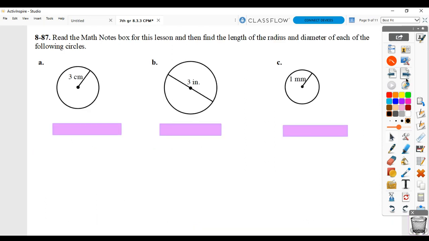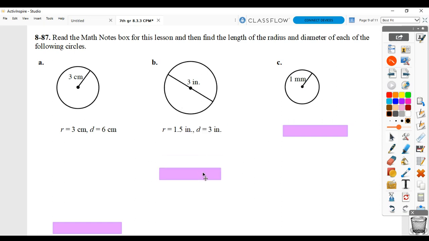For 887, they want you to find the length of the radius and diameter of these circles. Now for A, the radius is given. The diameter would be twice as long, so 6 centimeters. For B, they give you the diameter all the way across, so the radius would be 1.5 inches, half as big. And C, they give you the radius again, so the diameter is twice as much, 2 millimeters.